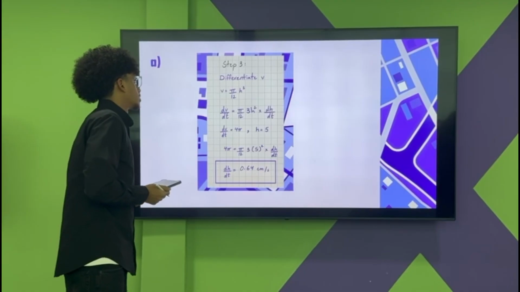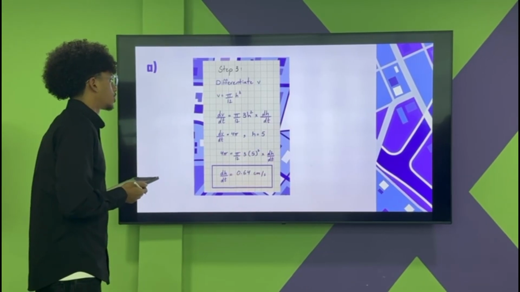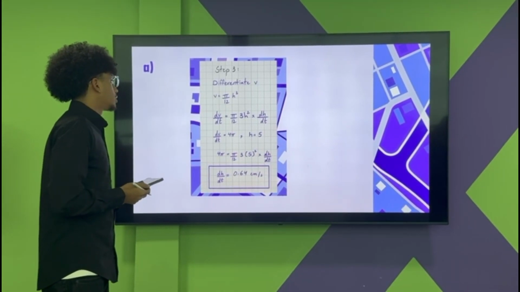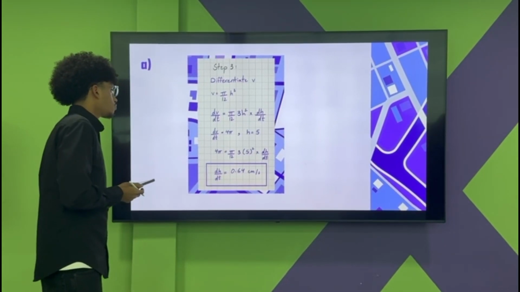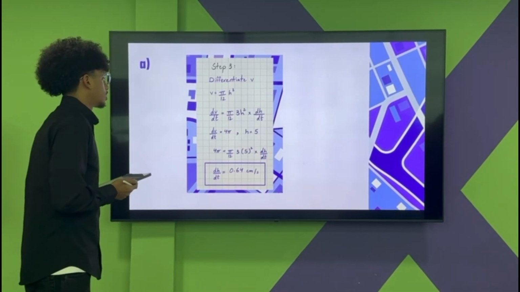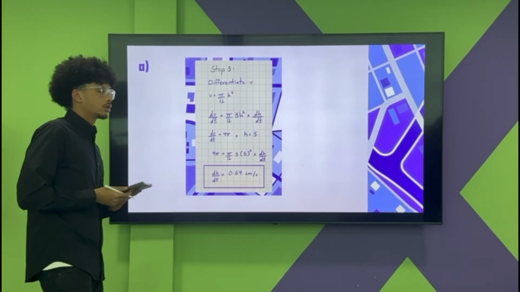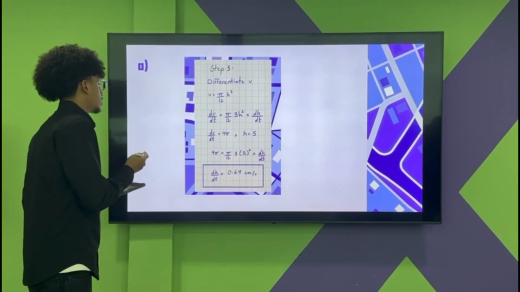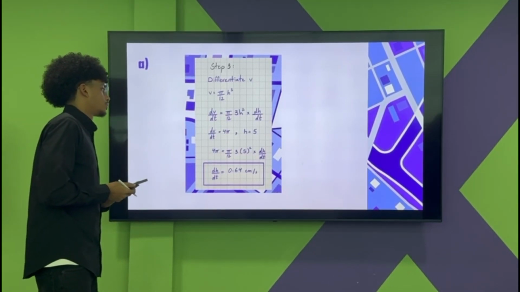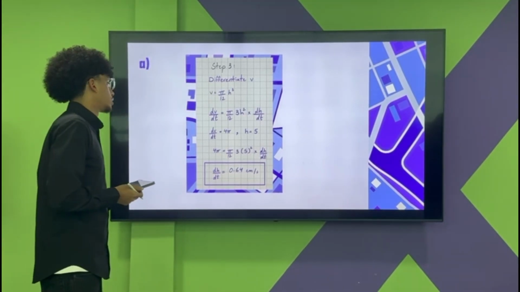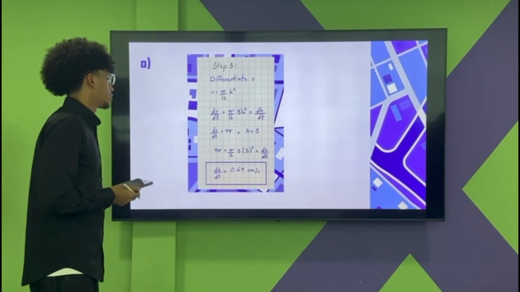And for step 3 and the final step, we're going to differentiate V that we found in step 2, which is pi over 12 h cubed. So dV over dt is going to be equal to pi over 12 times 3h squared times dh over dt. We're given dV over dt is equal to 4 pi from the question. Also h is given in the question to be 5. So we're going to sub in these values, and 4 pi is going to be equal to pi over 12 times 3 times h squared times dh over dt. We're going to rearrange the equation to find dh over dt, which is going to be 0.64 centimeter per second.